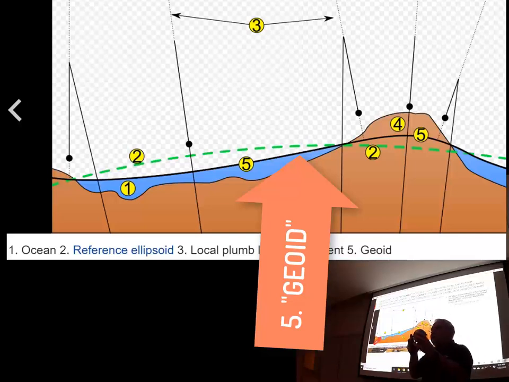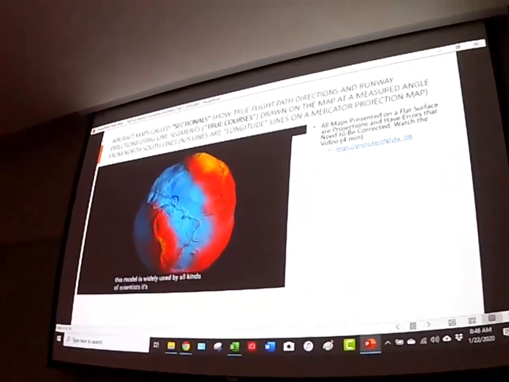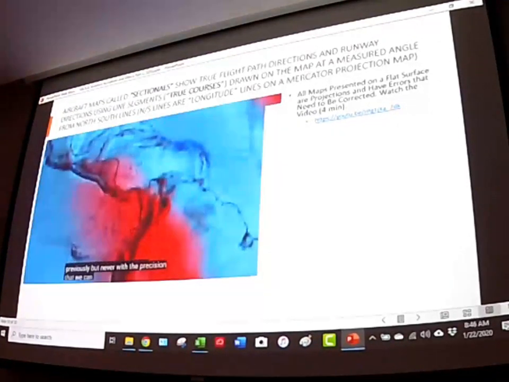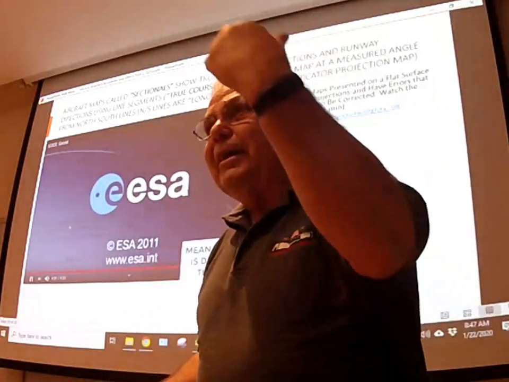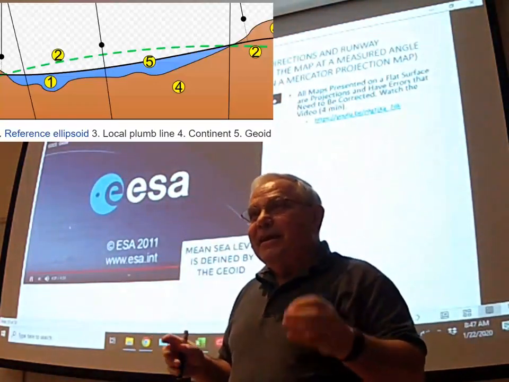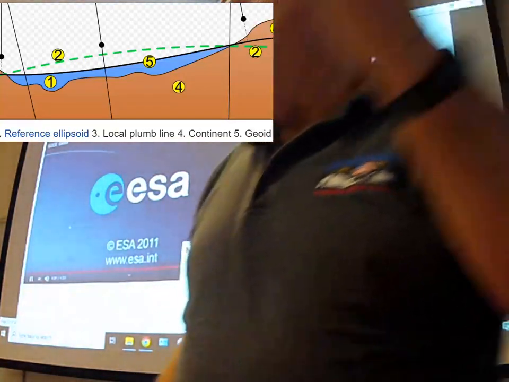The geoid is what gravity would be if there was no landmass on the Earth. This model is widely used by all. That's what it looks like. It's been calculated previously, but never with the precision that you can see. Does that make sense? The satellites define the zero height level of the ellipsoid as the MSL level of the geoid. So you need to know that conversion for your height.